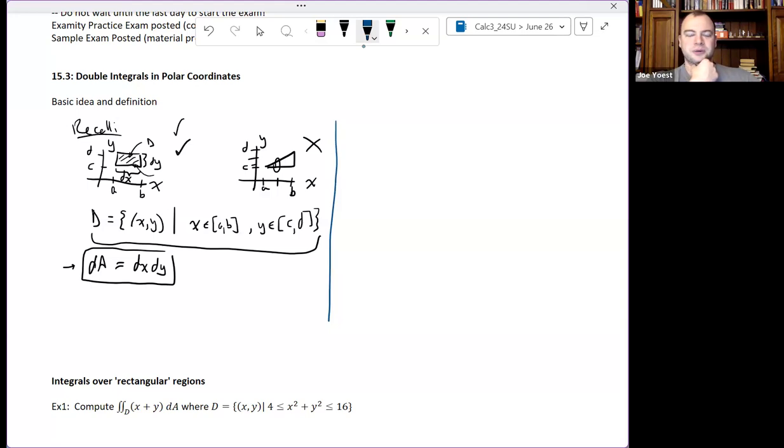Now let's suppose that, instead of using a coordinate system like rectangular or Cartesian coordinates, I had a region. If this is a circle or a quadrant of a circle, maybe this region is a little slice of a circle. And maybe this is the domain I want to integrate over.